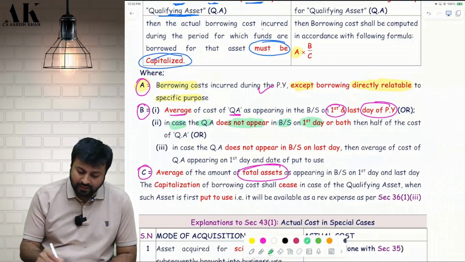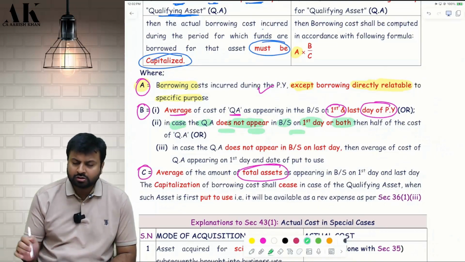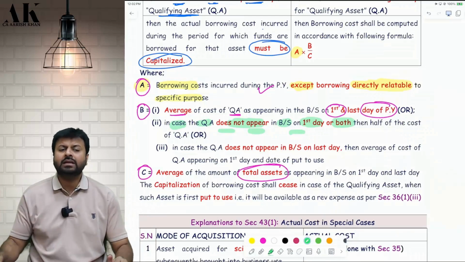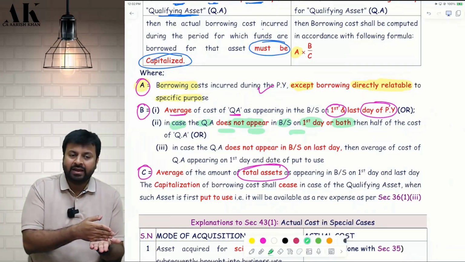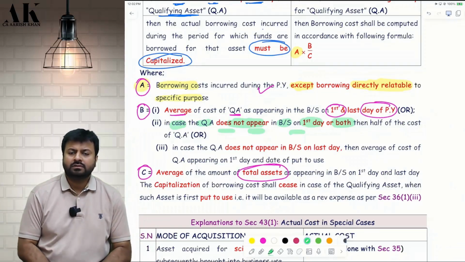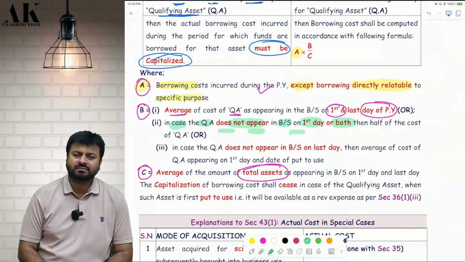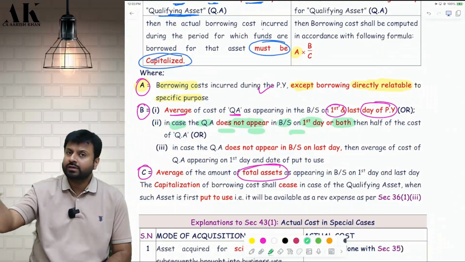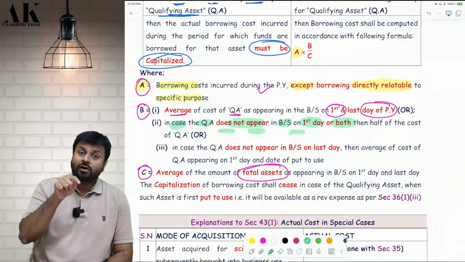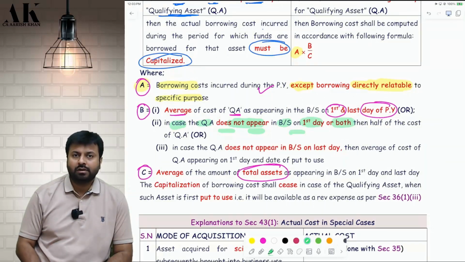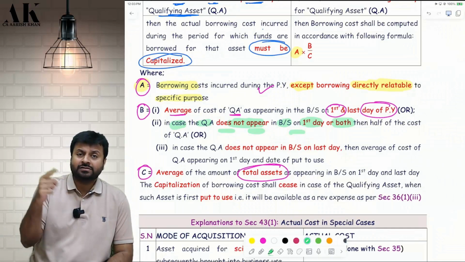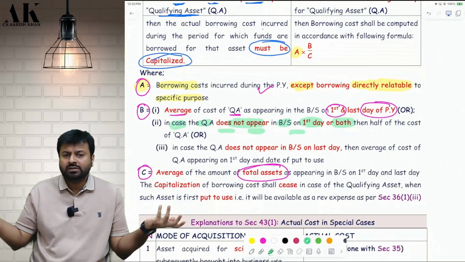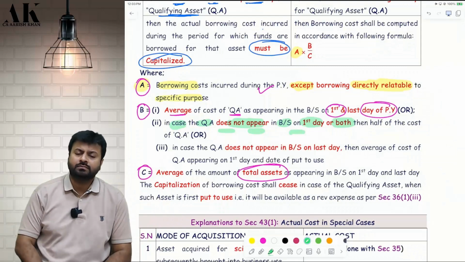Or in case the qualifying asset does not appear in the balance sheet on both days, the first day also and the last day also. Why, sir? How is it possible? It started in May and it completed in December. That is also possible. So if the qualifying asset is there on the first day and on the last day, take the average. But if it is not there on the first day as well as the last day, because it started in June and completed in December, you will not find it in the balance sheet on the first day or the last day.